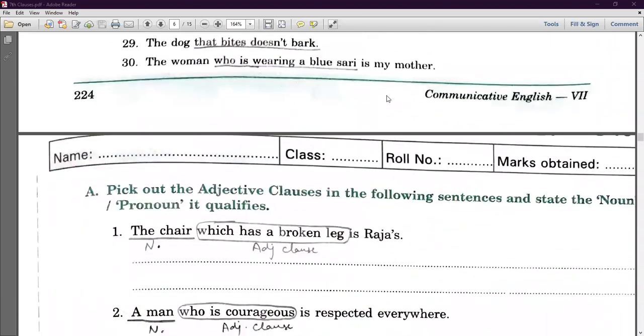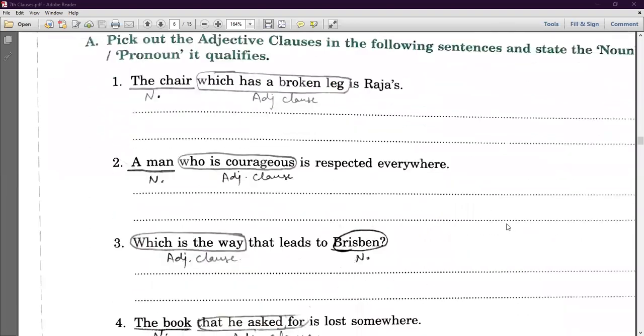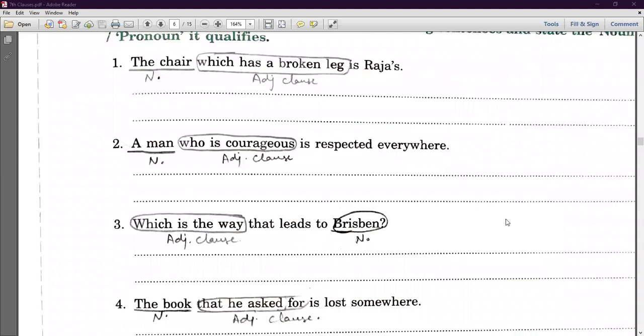Now we are going to move on to the next exercise, which says, pick out the adjective clauses in the following sentences and state the noun or pronoun it qualifies. I have underlined the noun and circled the adjective clause. The chair is the noun, and "which has a broken leg" is the adjective clause: the chair which has a broken leg is Raja's. A man who is courageous is respected everywhere. So the noun is "a man", and the adjective clause is "who is courageous". Which is the way that leads to Brisbane.